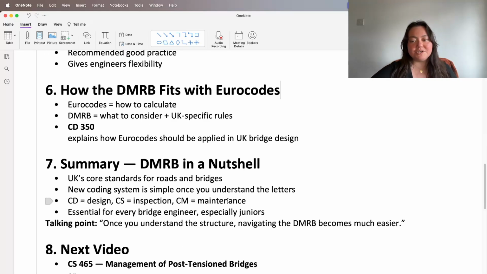So, in a nutshell, to wrap up, the DMRB is the core set of UK standards for roads and bridges. The coding system is simple once you understand the letters. CD equals design, CS equals inspection, and CM equals maintenance. Every bridge engineer, especially juniors, needs to be comfortable navigating it. So the main point here is once you understand the structure, navigating the DMRB becomes a lot easier. And I hope this video allows you to understand the DMRB a bit easier and be able to navigate it a bit more.